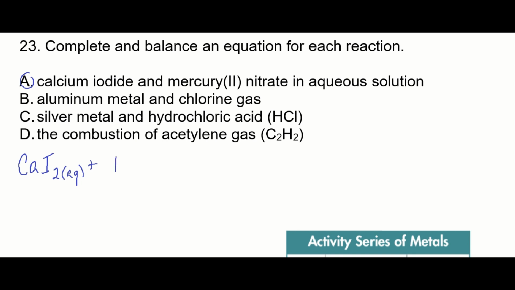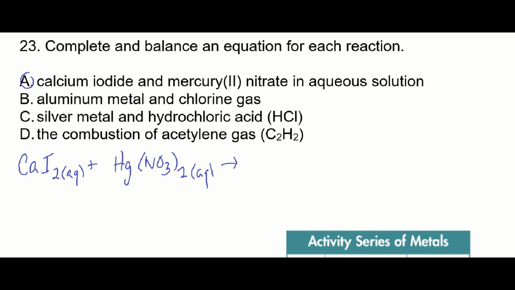Next, mercury is Hg, nitrate is the polyatomic ion NO3. I need parentheses here because we're told that mercury has a 2 positive charge and nitrate is a polyatomic ion with a 1 negative charge. So you're going to need 2 nitrates for every mercury cation. So the formula is Hg(NO3)2. We need parentheses with a 2 subscript. Nitrates are soluble. We're told this is also an aqueous solution.